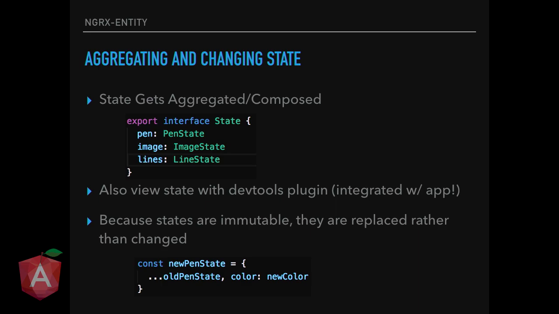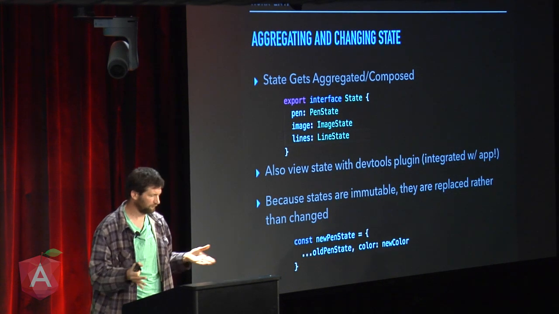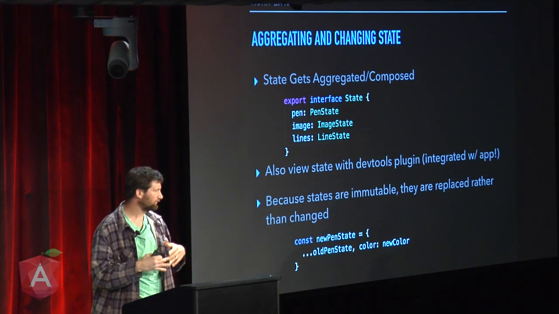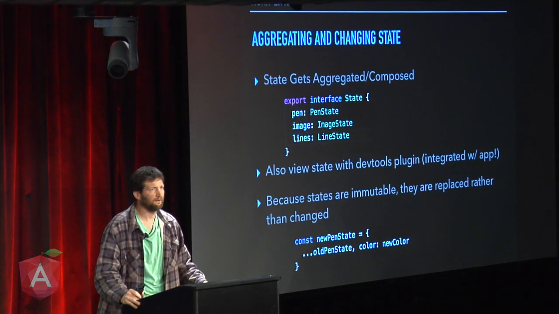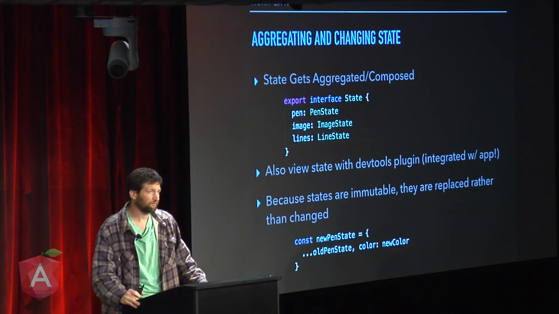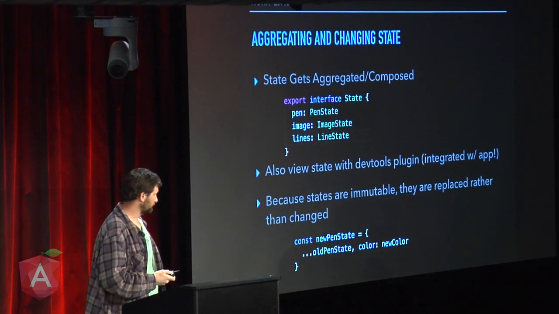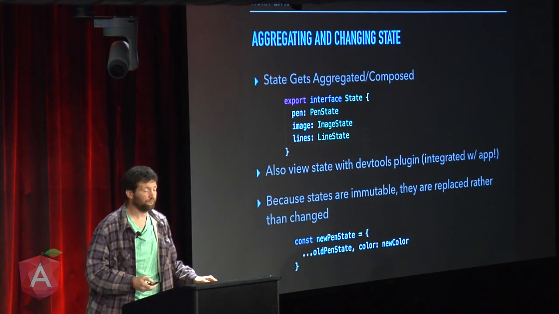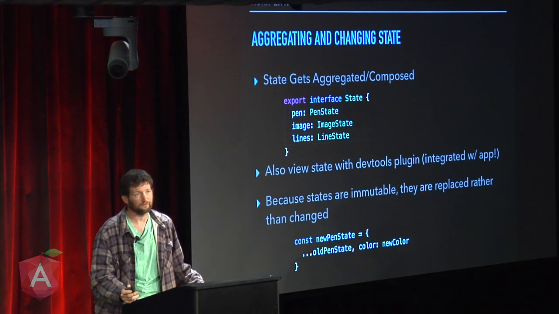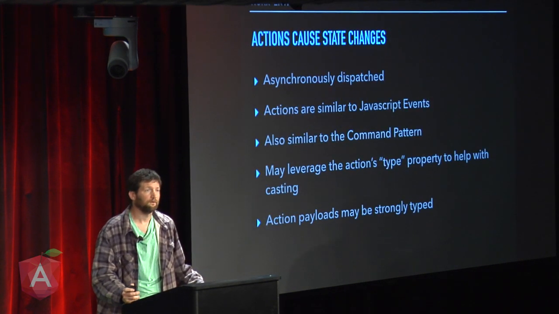And if you use like the DevTools plugin, which works for Redux, which is very similar to ngrx, you can inspect your state in a very nice way. And one of the things to note, because states are immutable, they get replaced rather than changed, once again using that 3-dot syntax. It's part of the ES6 sugar.